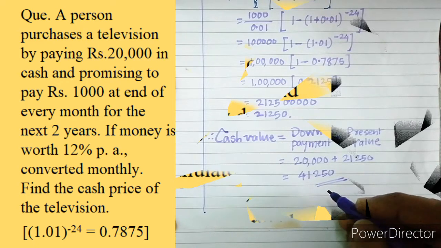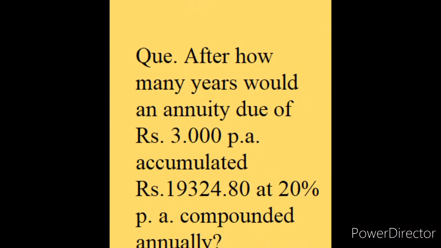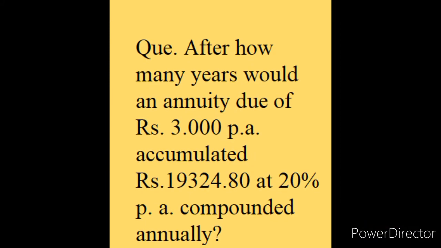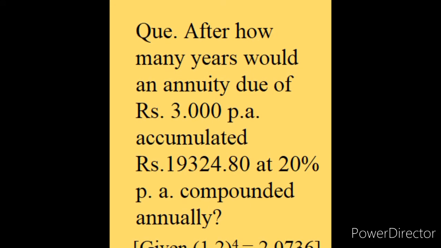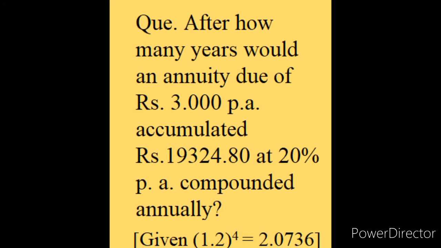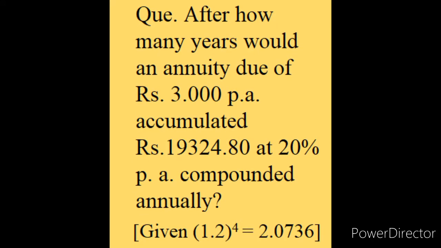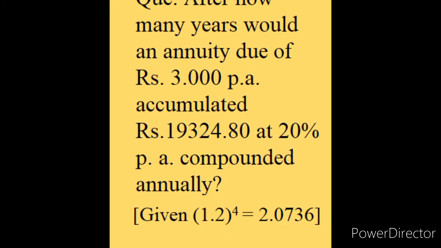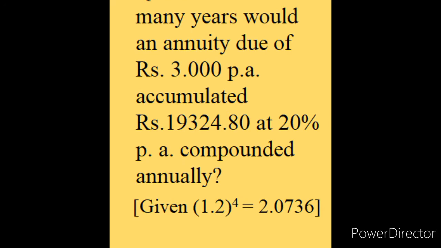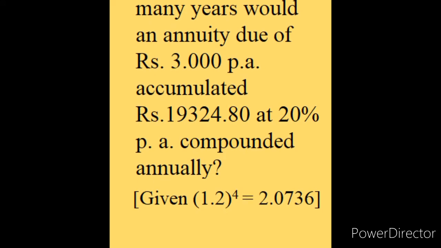Okay, that's all. Next example: after how many years would an annuity due of rupees 3,000 per annum accumulate to rupees 19,324.80 at 20% per annum compounded annually, given that 1.2 raised to 4 is equal to 2.0736.